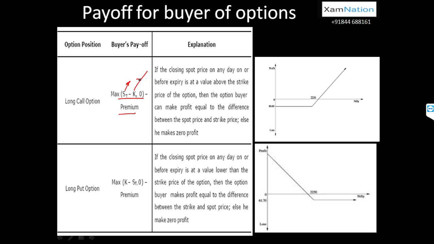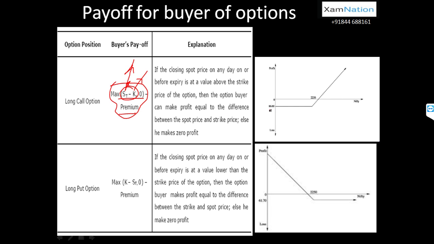K is the strike price. He will buy the things at the strike price, whereas if he goes into the market and buys the things, he would buy at the spot price, which is greater than the strike price. The difference between these will be his benefit, his payoff. Now the minus of premium, why minus? Because the premium he has already paid, so this much will be his payoff.